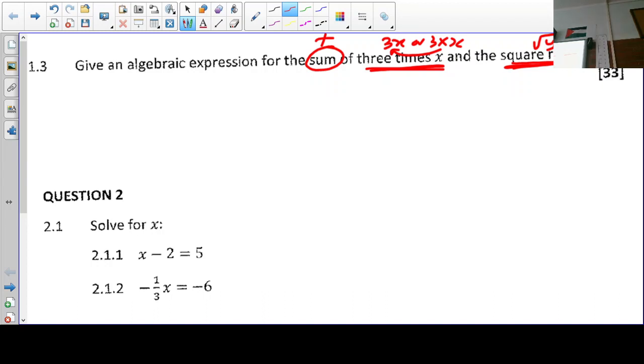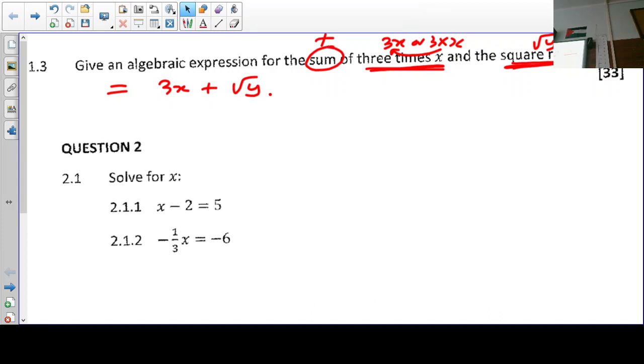That's all. So if you put this together, give an algebraic expression, so that would be 3x plus square root of 1. Do you all agree with that? Any confusion? No. Now we're looking at question 2.